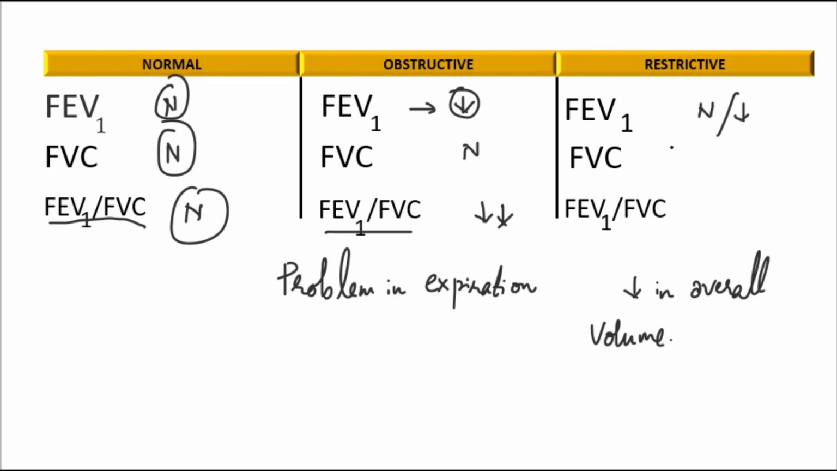What happens to FVC? In FVC, overall volume is decreased. So in restrictive disorder, there would be a gargantuan decrease in FVC. So what happens to the FEV1 upon FVC ratio? Since the denominator is decreased and your FEV1, the numerator, is normal or decreased by only a little amount, this ratio would either be normal or increased.